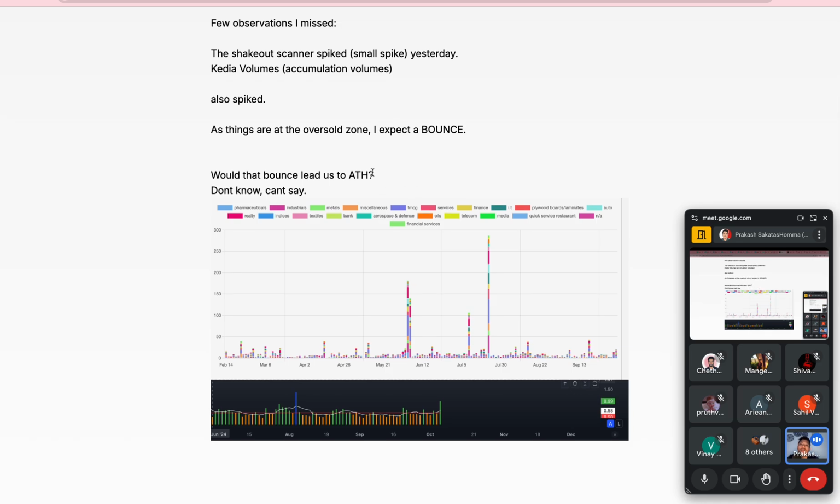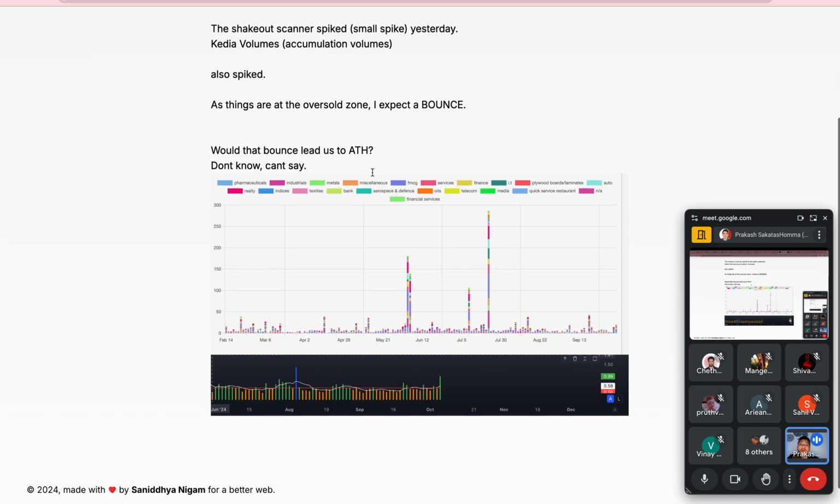Would that bounce lead us to ATH? That I don't know. And would that bounce come? That also I was not sure, because these are things you cannot be sure of. The bounce could have come, like I said yesterday, it sort of came today. It could also have come tomorrow, day after tomorrow, or these things might not have led to a bounce and we would have slid down. And that is still a possibility, right?